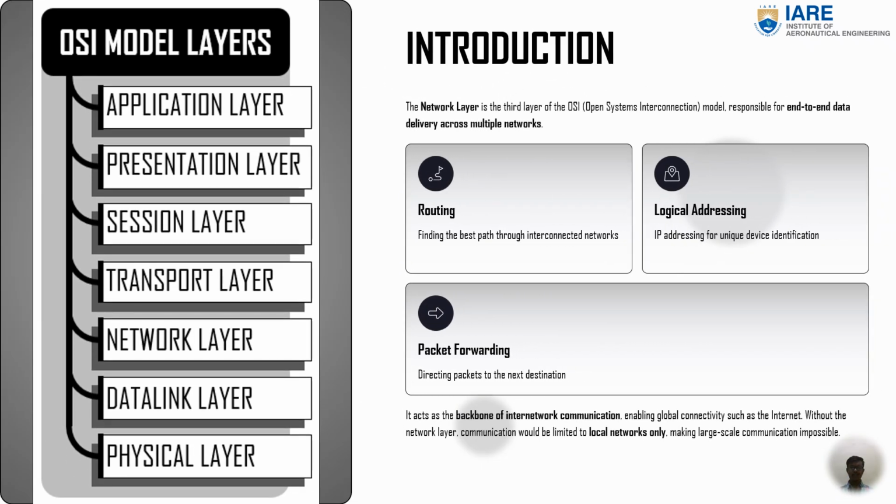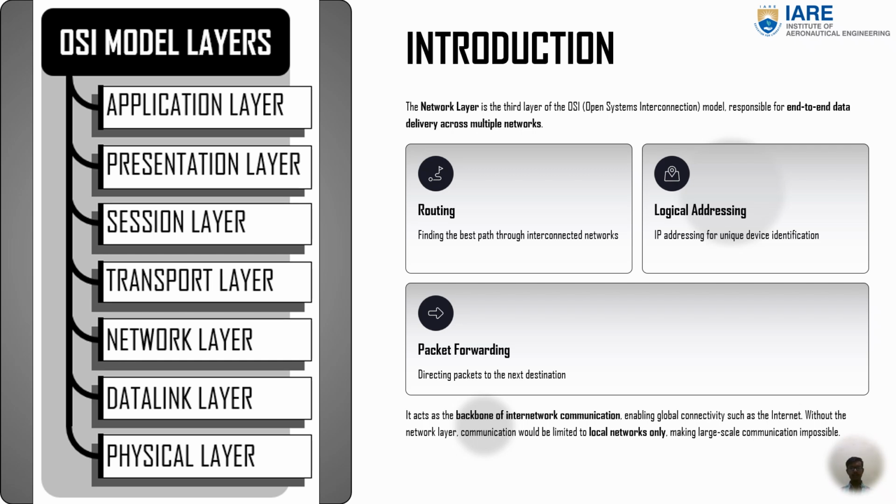Now, first of all, network layer. We all know about the OSI model, right? The Open Systems Interconnection model. It has 7 layers: physical layer, data link layer, network layer, transport layer, session layer, presentation layer, and application layer. Network layer is the third layer of this, and it is responsible for end-to-end data delivery across multiple kinds of networks.